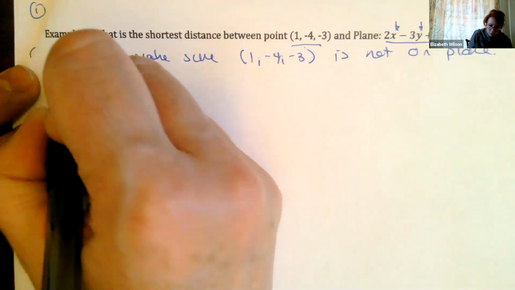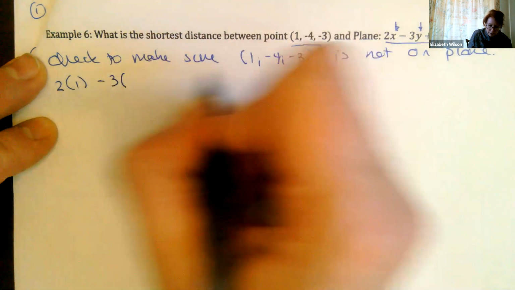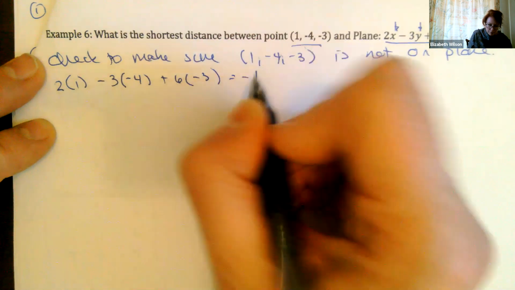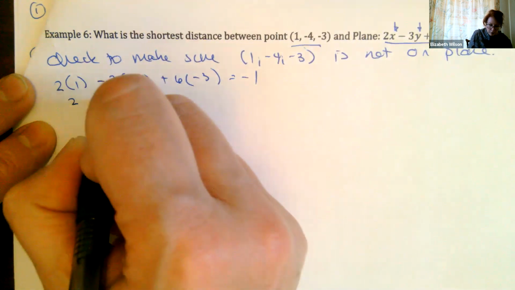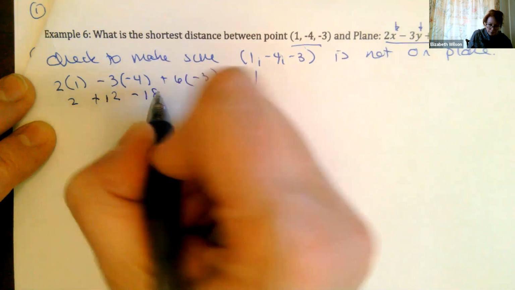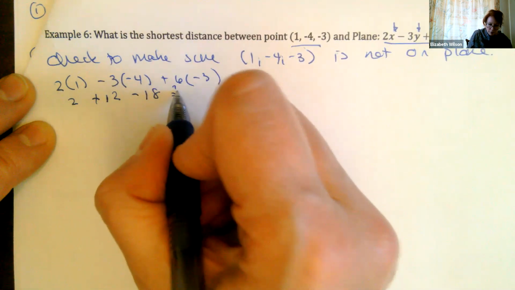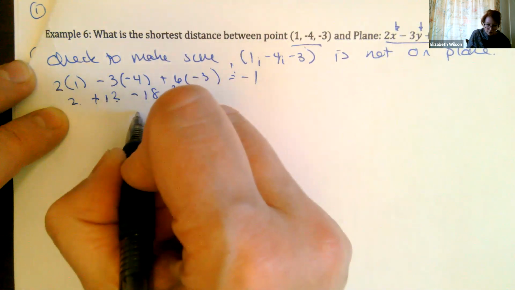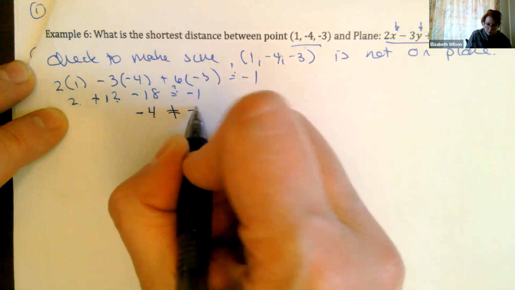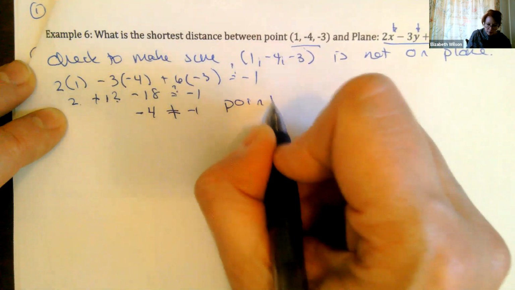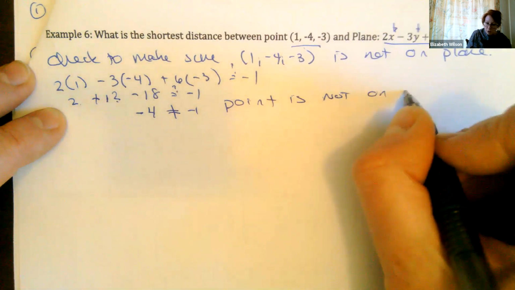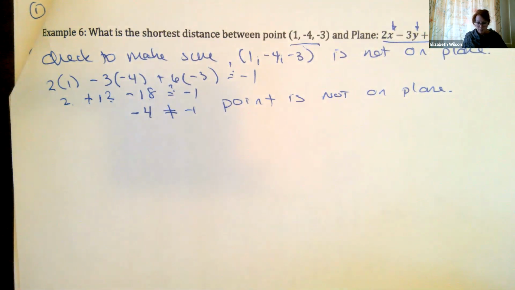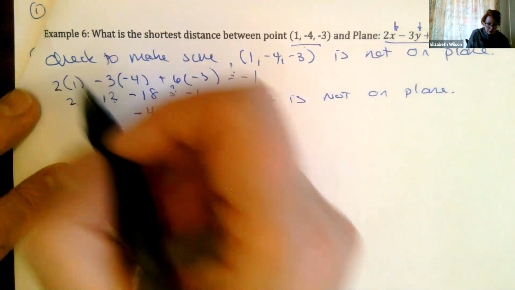So I'm going to say 2 times 1 minus 3 times -4 plus 6 times -3 equals -1? So 2 plus 12 minus 18 equals, question mark, -1. 2 plus 12 is 14, minus 18 is -4, which does not equal -1, so the point is not on the plane. So we're good to go. If the point was on the plane, our shortest distance would be 0, so it wouldn't make sense. That's our first check.